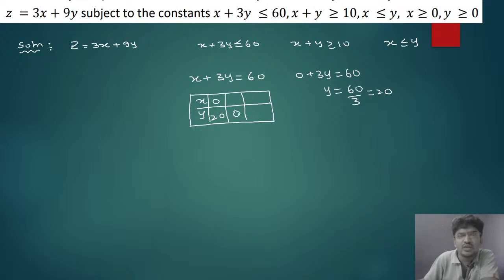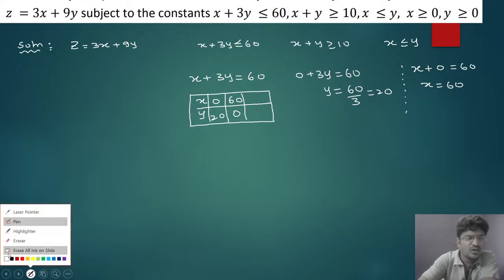Now take y equal to 0. If y equals 0, then x plus 0 equals 60, that is nothing but x equals 60. So if y is 0, x is 60.